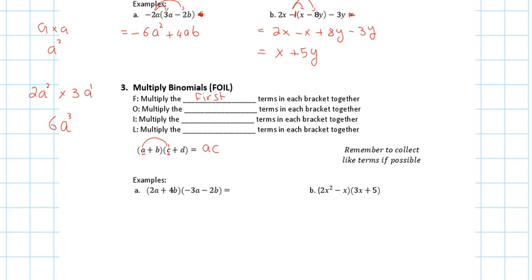O stands for outer, okay? O stands for outer. So if you look at these 2 brackets, which terms are your outer terms? So from the outside, A and D. So I multiply A times D to give me AD.